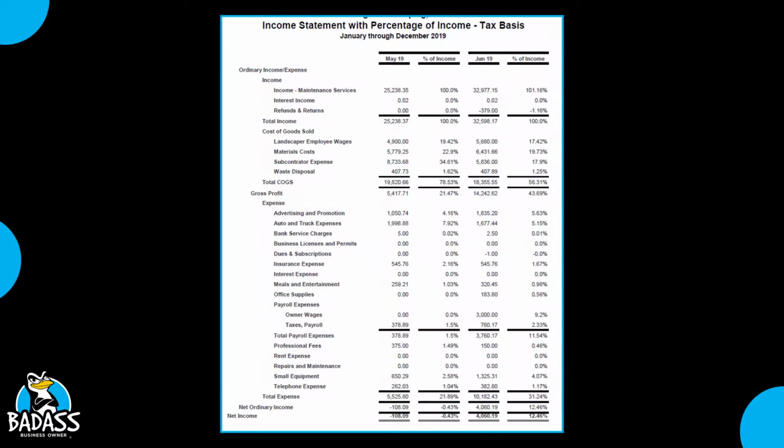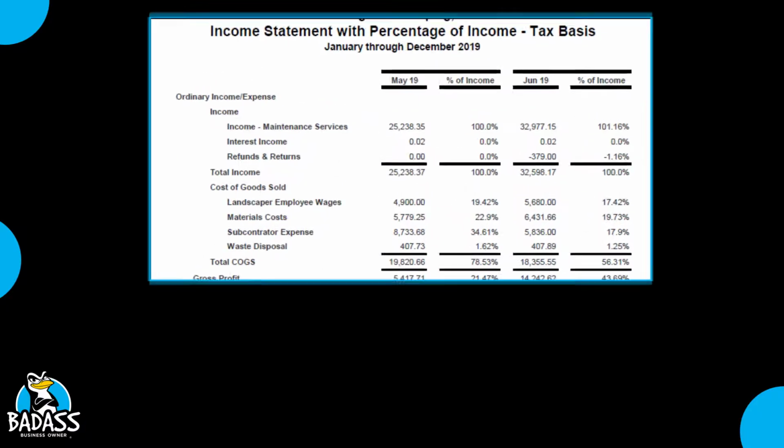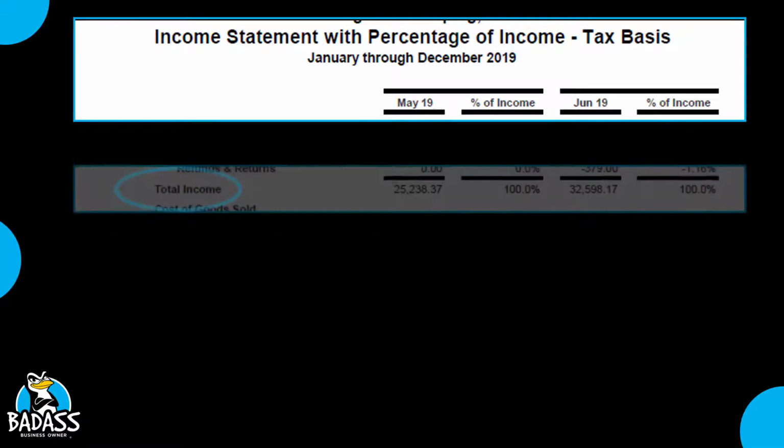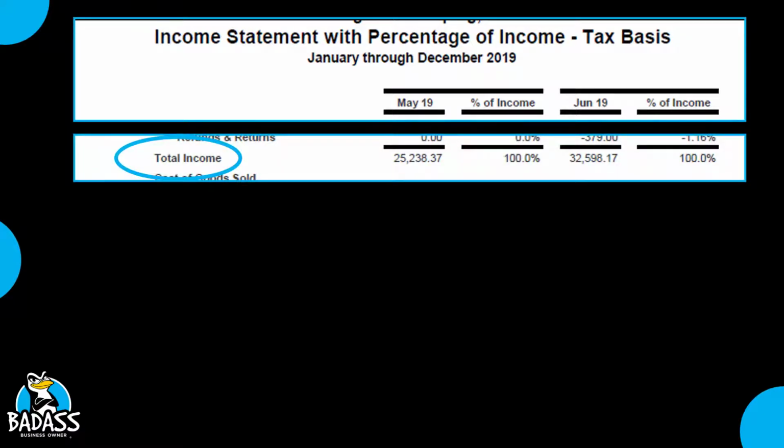So let's go back to our profit and loss statement here and take a look at how our landscaper did. You've probably noticed a bunch of columns up top. We've been looking at May and June for this particular business, and we've been focused on the main numbers.